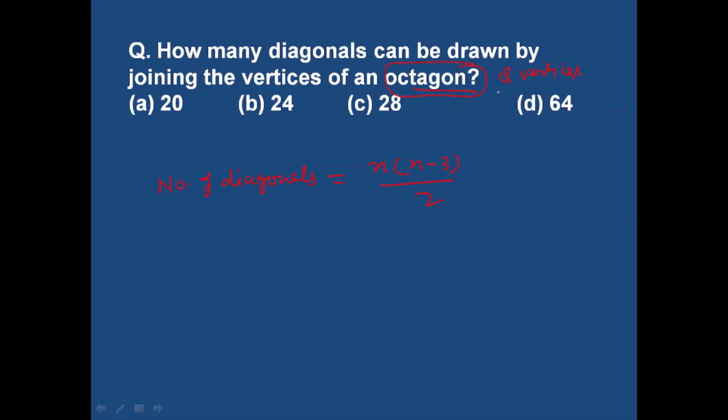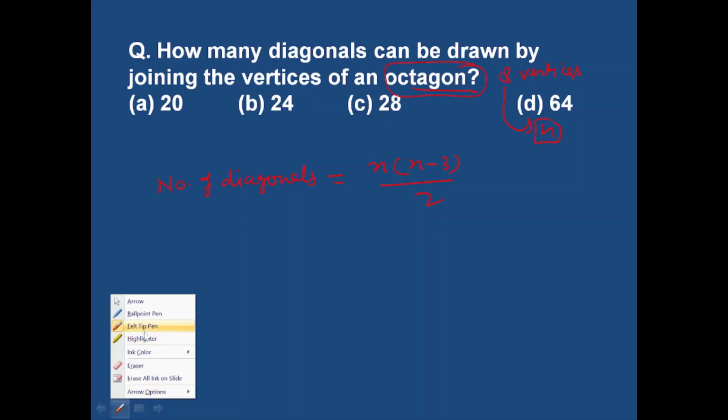8 vertices, and the value of n is 8. This is the value of n. The number n is the number of vertices, and an octagon consists of 8 vertices. So the value of n will be 8.